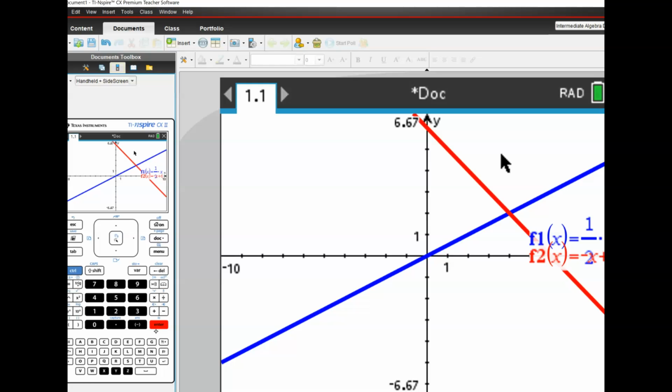So I just push enter, once I typed it in. Right now you just have f1 of x. So you need to have 1/2 x, so 1 divided by 2. Scroll down, and our second one is going to be negative x plus 6, enter.